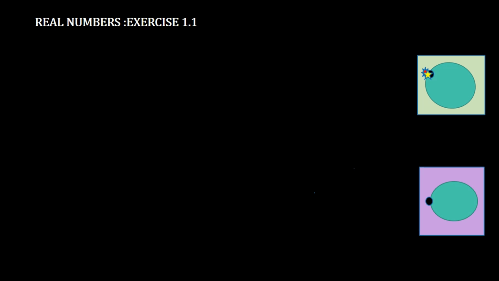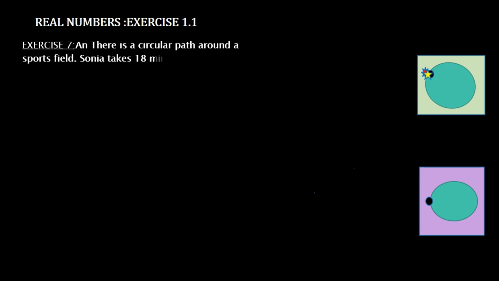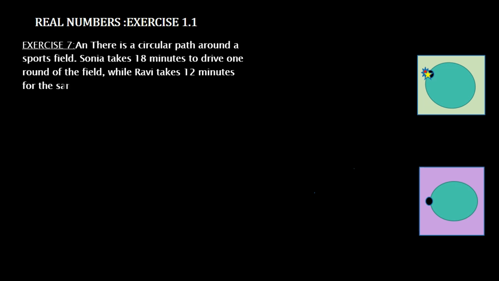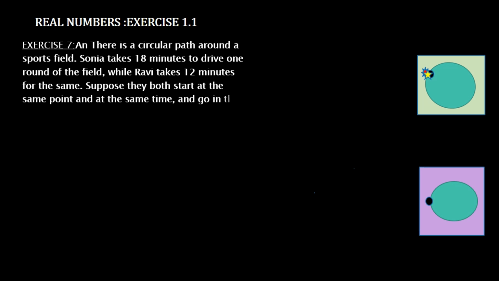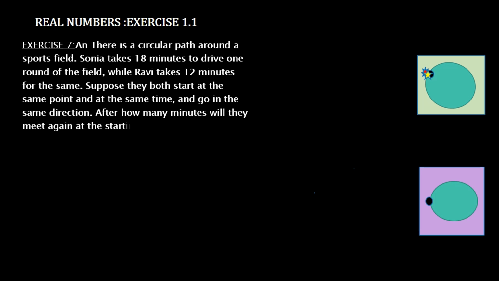So, our next problem. There is a circular path around a sports field. Sonia takes 80 minutes to drive one round of the field, while Ravi takes 12 minutes for the same. Suppose they both start at the same point and at the same time and go in the same direction. After how many minutes will they meet again at the starting point?